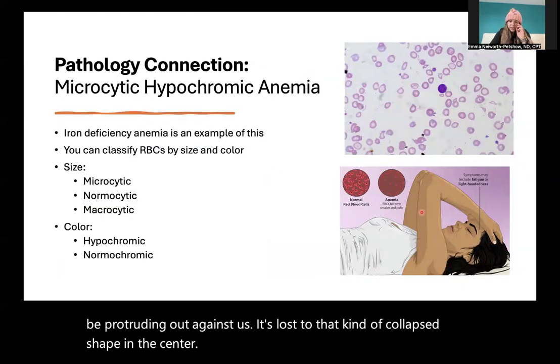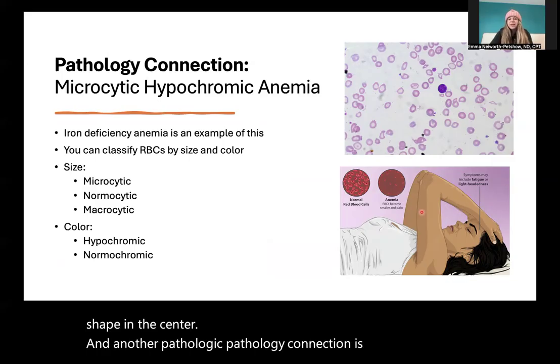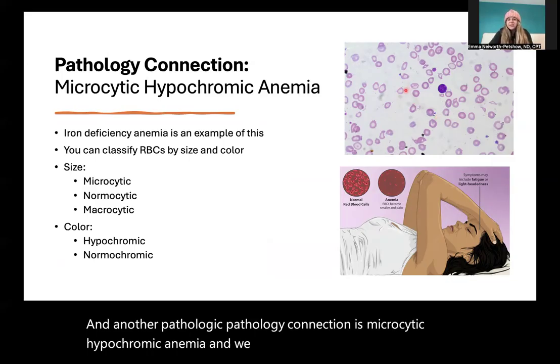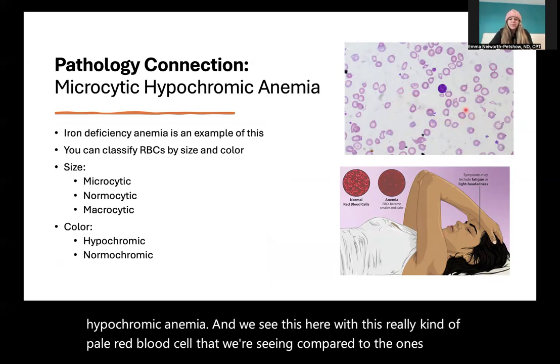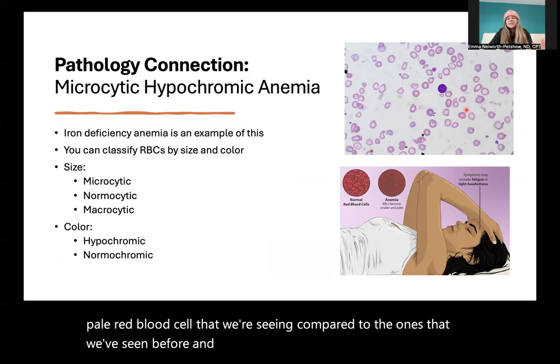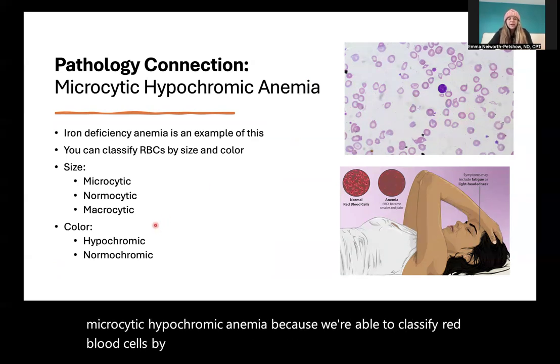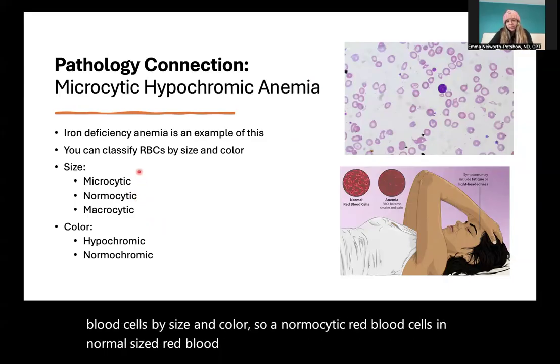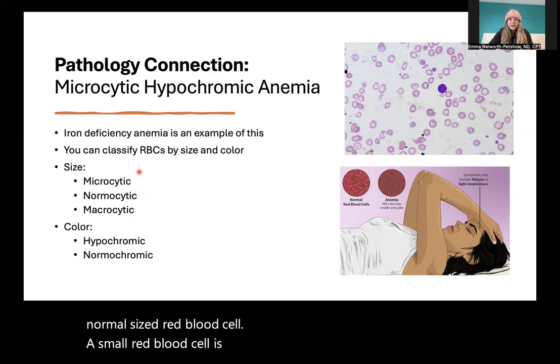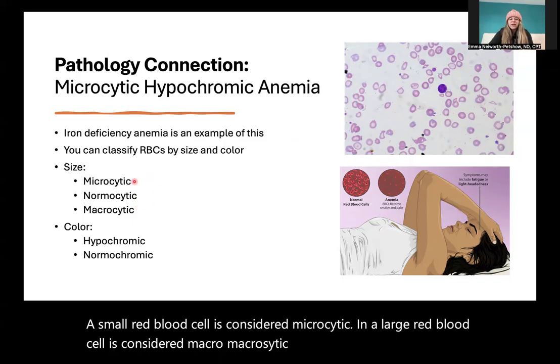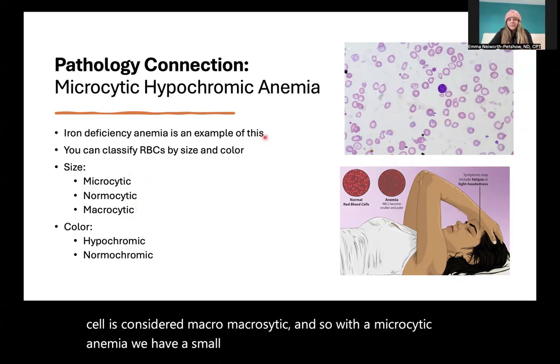And another pathology connection is microcytic hypochromic anemia. And we see this here with this really kind of pale red blood cell that we're seeing compared to the ones that we've seen before. And iron deficiency anemia is an example of a microcytic hypochromic anemia, because we're able to classify red blood cells by size and color. So a normocytic red blood cell is a normal sized red blood cell. A small red blood cell is considered microcytic, and a large red blood cell is considered macrocytic. And so with a microcytic anemia, we have a small red blood cell, and we don't have enough of them.